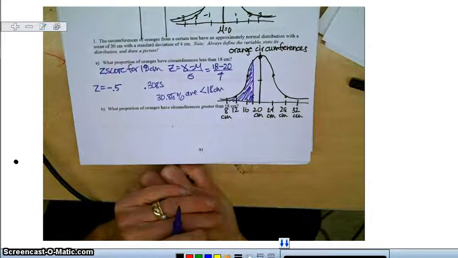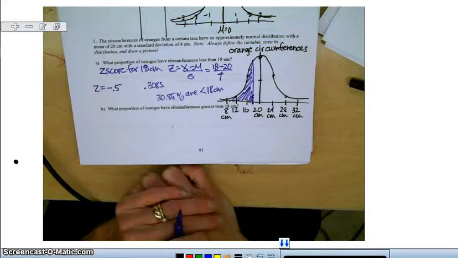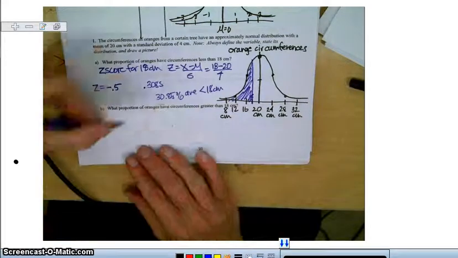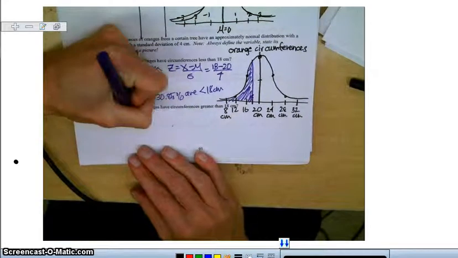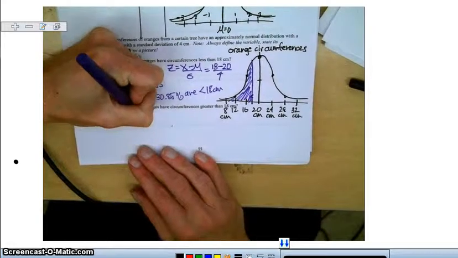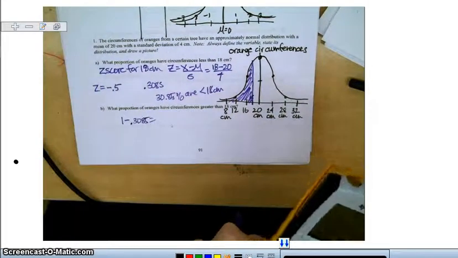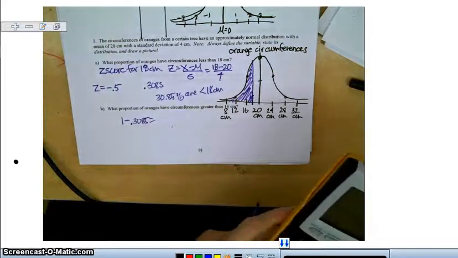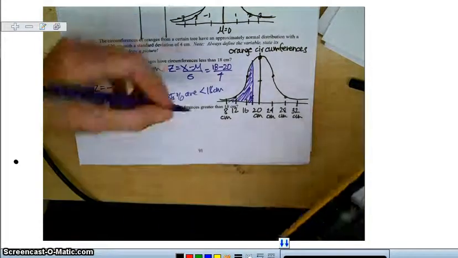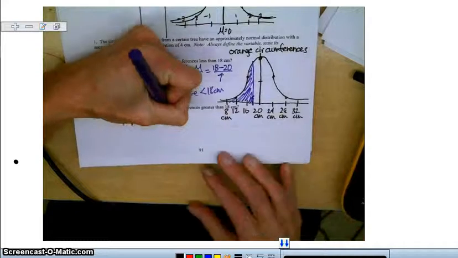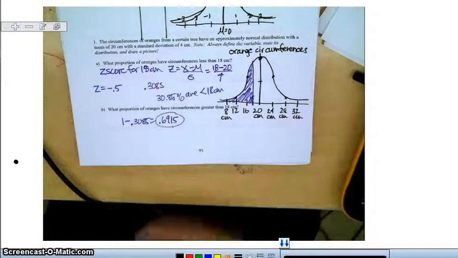Okay, so now what proportion of oranges have circumferences greater than 18 centimeters? Well, if less than 18 is 0.3085, then 1 minus 0.3085 would be the proportion that have circumferences greater than 18 centimeters, which is 0.6915. And you can just give decimals, that's perfectly fine.